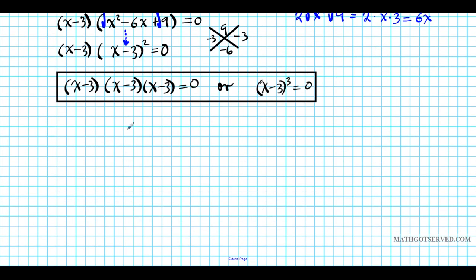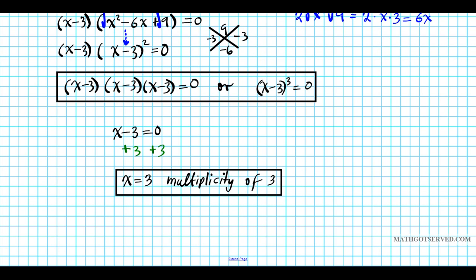Okay, let's go ahead and solve it. That's the second part. So since we have three identical factors, we just extract one of them and set it equal to 0. Now to solve this, we just add 3 to both sides. So we have x equals 3 with a multiplicity of 3 because we have it occurring 3 times in its factored form. Okay, so there go the solutions to the polynomial.